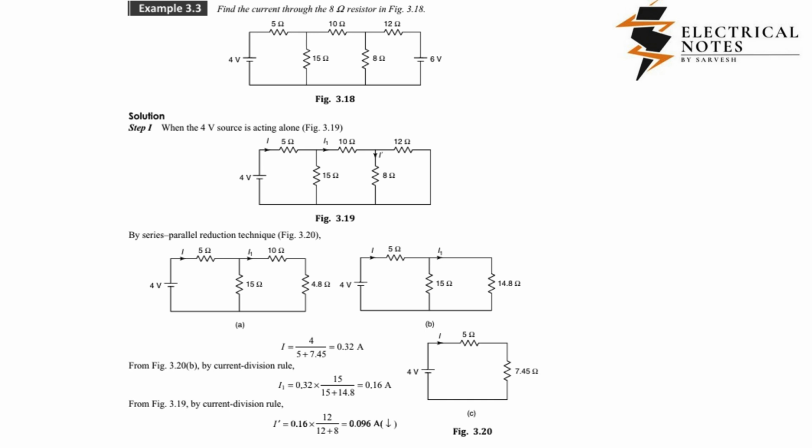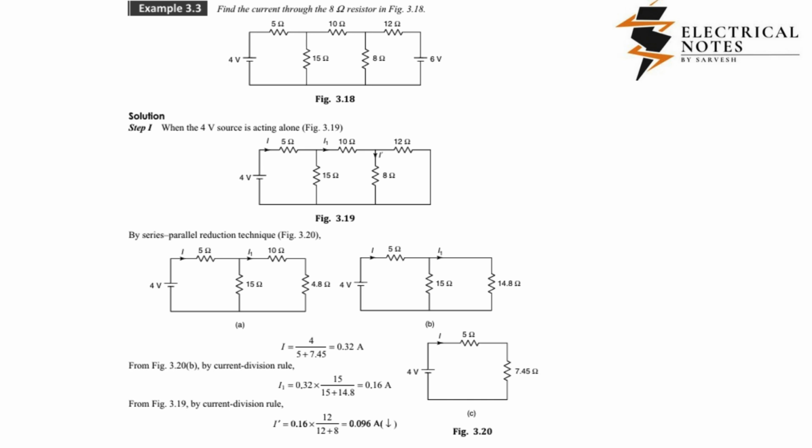Find the current through the 8Ω resistor in figure 3.18. Solution. Step 1. When the 4V source is acting alone, figure 3.19. By series or parallel reduction technique, figure 3.20.